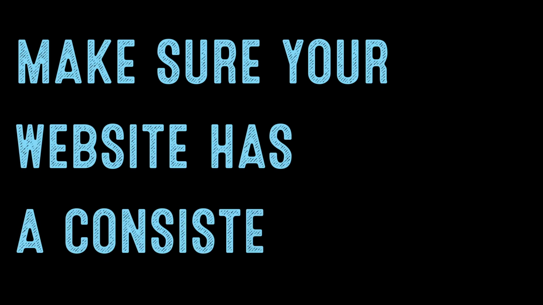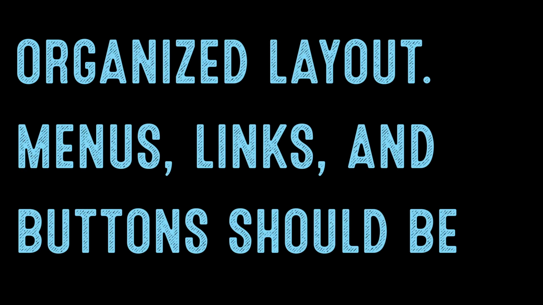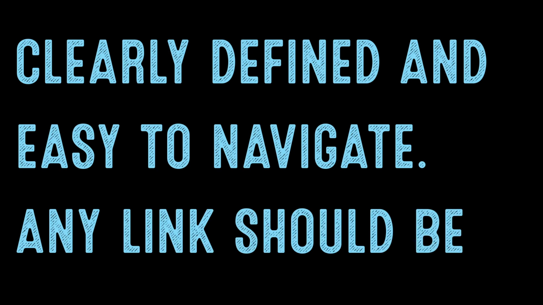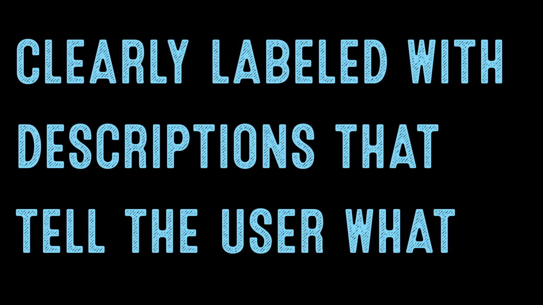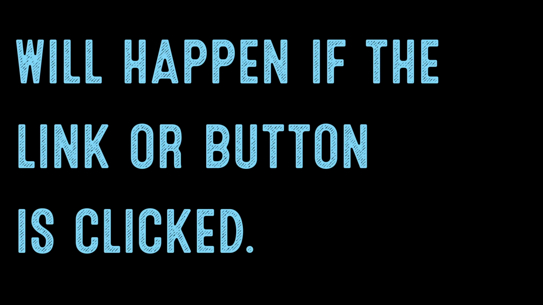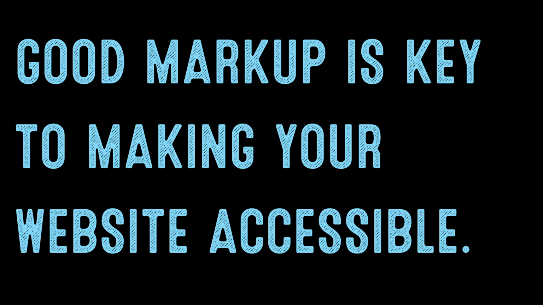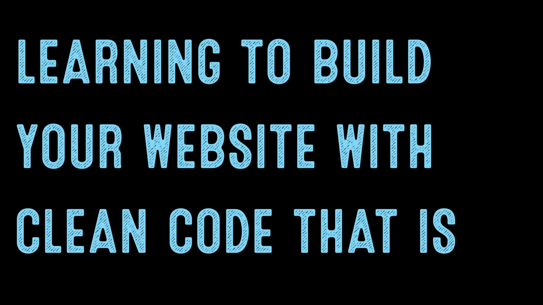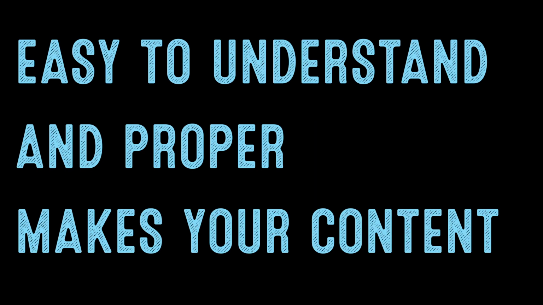Make sure your website has a consistent and organized layout. Menus, links, and buttons should be clearly defined and easy to navigate. Any link should be clearly labeled with descriptions that tell the user what will happen if the link or button is clicked. Good markup is key to making your website accessible. Learning to build your website with clean code that is easy to understand and proper makes your content available to your users.